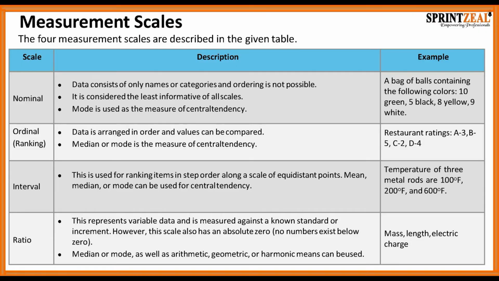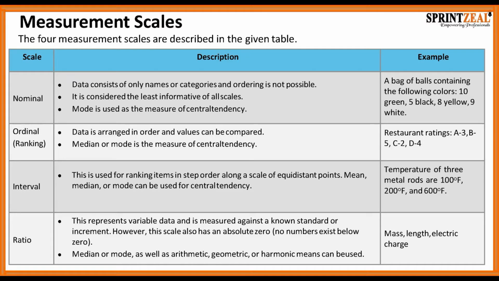Now, the 4 measurement scales begins with a nominal scale. Now, a nominal scale will have data that consists of only names or categories, and ordering is not possible. It is considered the least informative of all the scales, and the mode is used as the measure of central tendency. So an example of a nominal scale would be a bag of balls containing the following colors: 10 green, 5 black, 8 yellow, and 9 white.